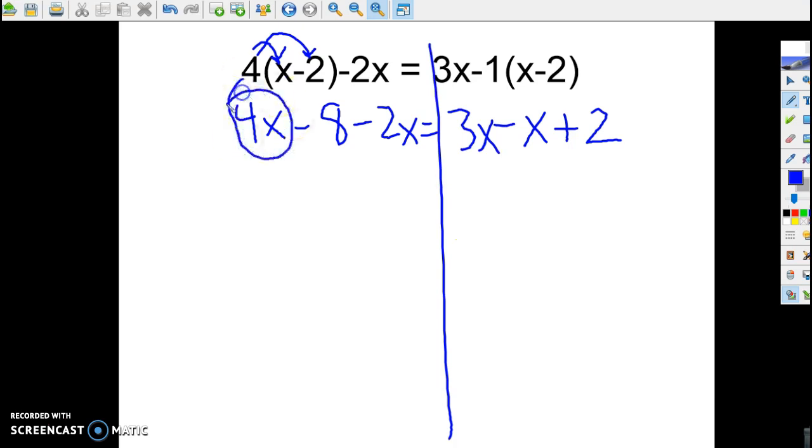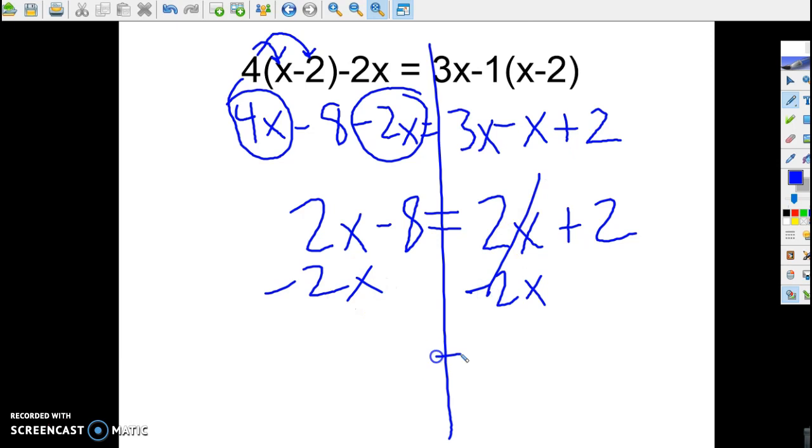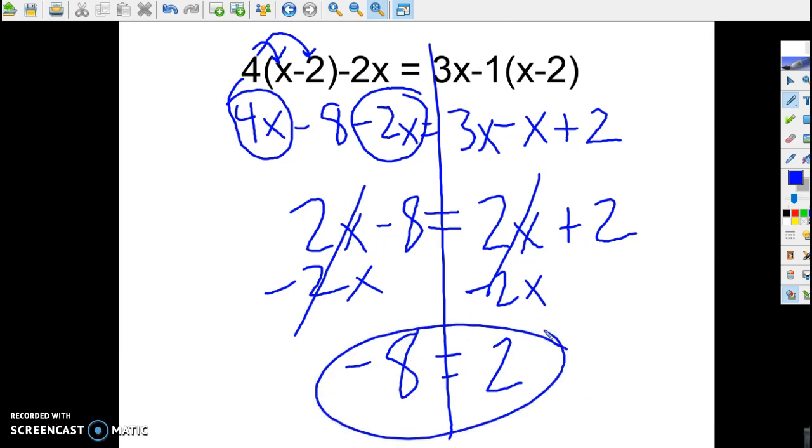So 4x minus 2x is 2x. Still have -8. 3x minus x is 2x, and now we have +2. From here, we can move the variables to the left side, so subtract 2x, subtract 2x, that cancels, and you're left with 2. 2x minus 2x, that also cancels, and now we're left with -8 equals 2. Now, is that a true statement? No. So no solution would be our answer here. Nothing that you put in for the variable will make this stay to be a true solution.